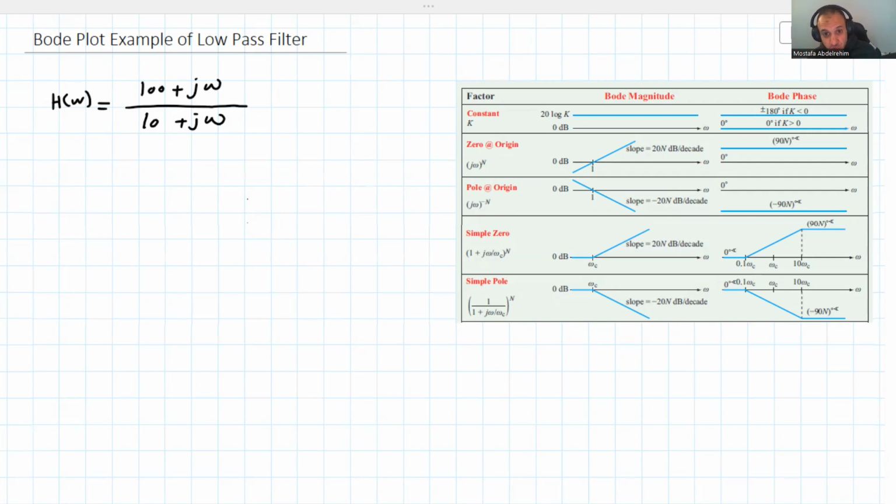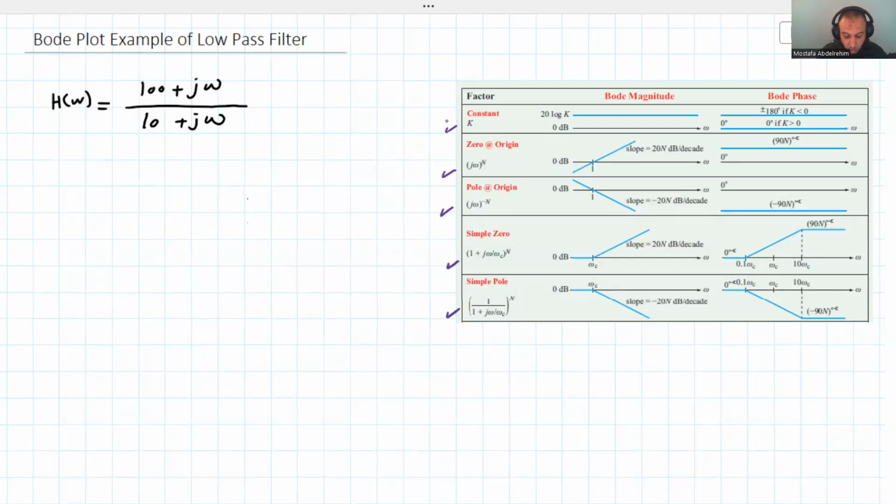Here we have a more sophisticated form, which is basically the practical one. To draw them using Bode plots, we're going to transform them into standard forms. So far we studied four standard forms: H of omega equal to K, j omega to the power of n, j omega to the power of minus n, or 1 over j omega to the power of n, a simple zero, which is 1 plus j omega divided by omega c to the power of n, or a simple pole, 1 divided by 1 plus j omega over omega c, the whole to the power of n.